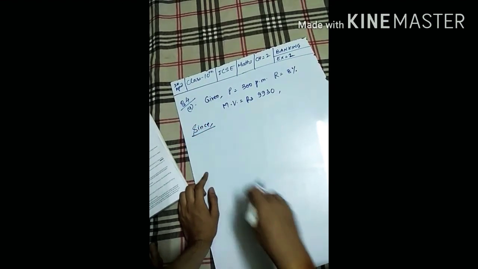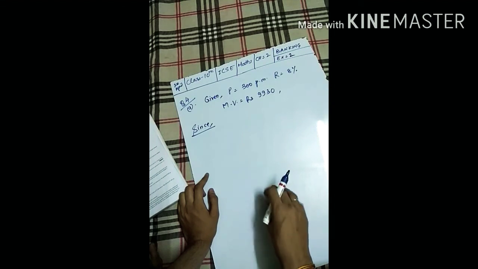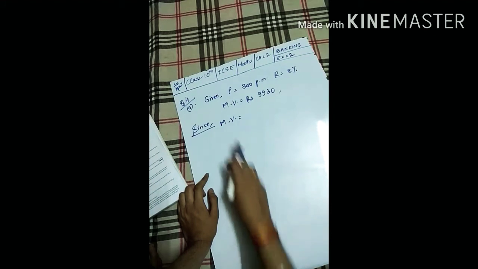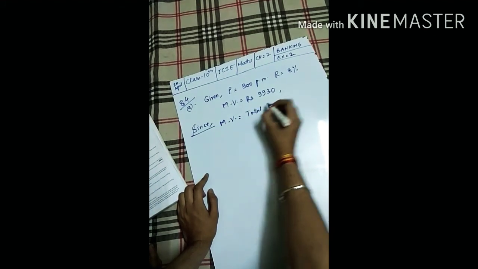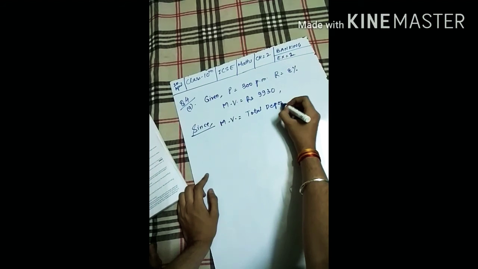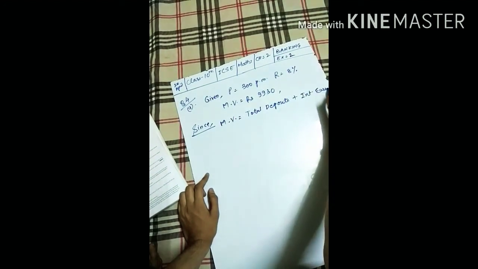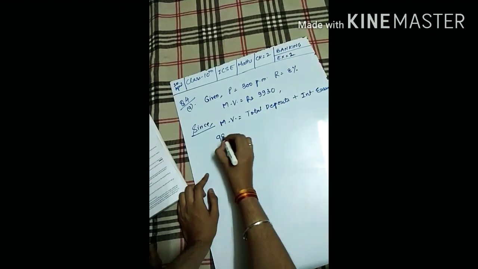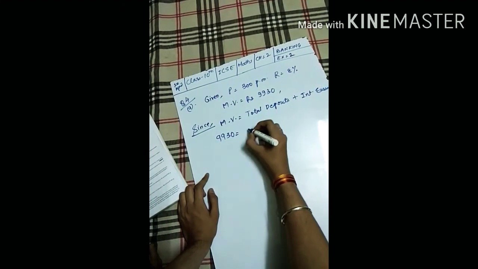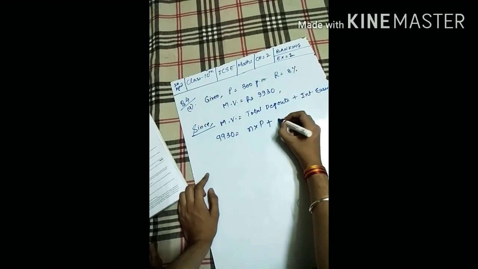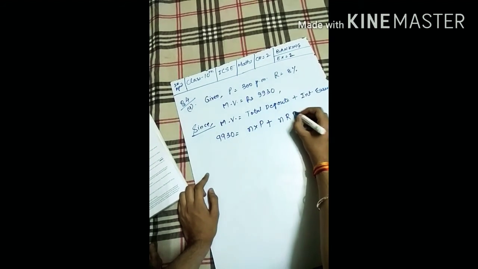Since this is a different kind of question where we need to deal with a quadratic equation, we know the formula of maturity value. What is the maturity value? Total deposit plus interest earned. The maturity value is 9,930. What is the total deposit? Number of months into principal amount, plus interest earned. What is the formula of interest earned? P n(n+1)r upon 2400.